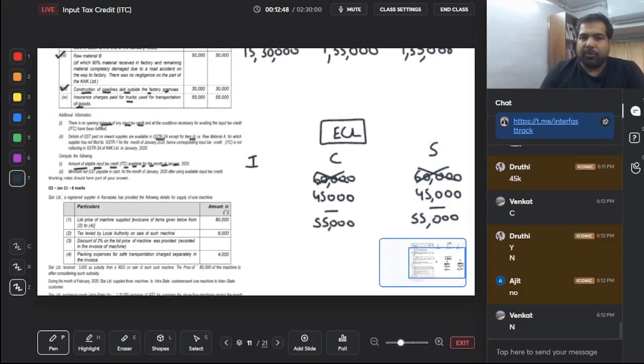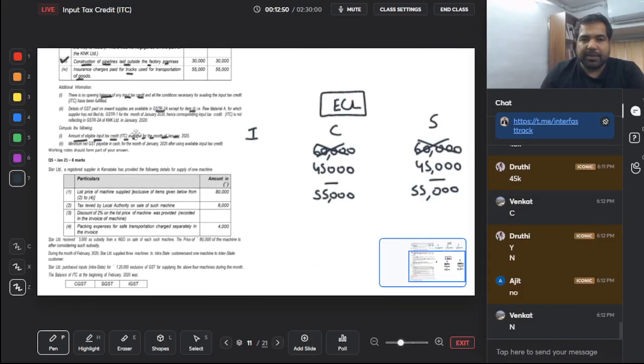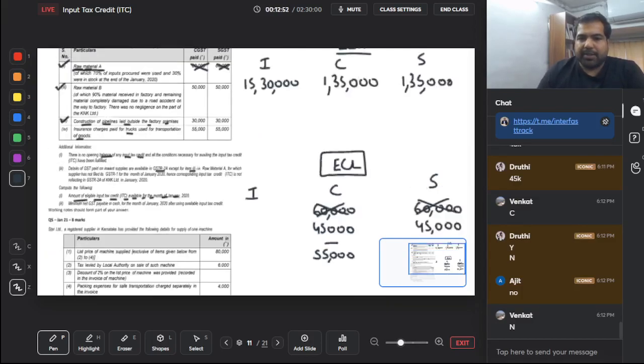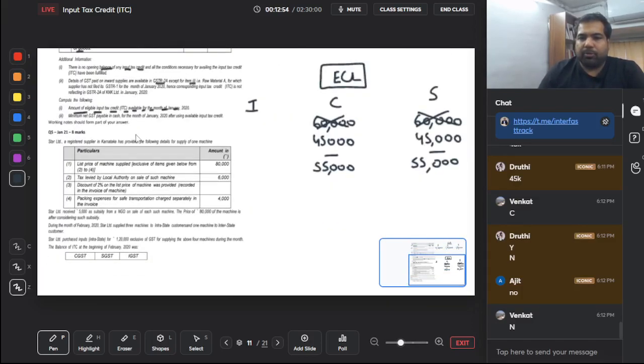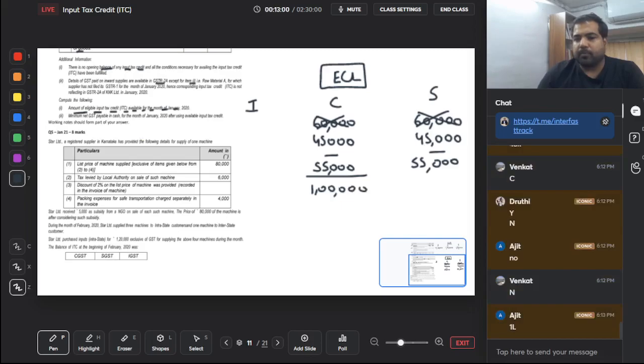That's why read the sum before and write it in the fair copy, guys. Now, guys, am I ready to pay? Yes, I'm ready to pay. So let's total it up. This is how much? This is 40, 50, 1 lakh. This is also 1 lakh.